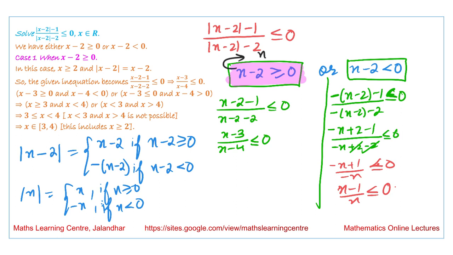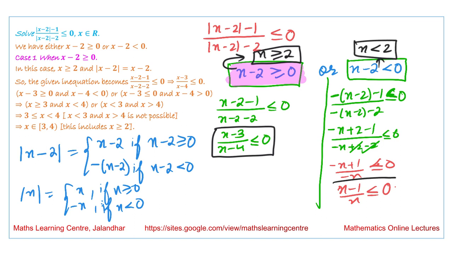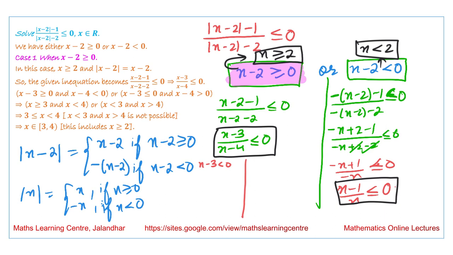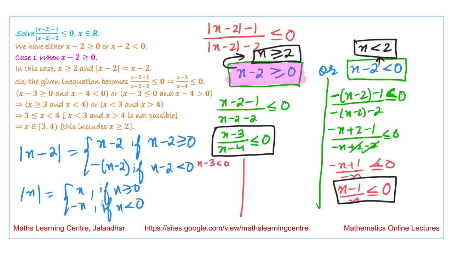So this implies that x is greater than or equal to 2, and we have this inequation. Second, x is less than 2, and we have this inequation. Now to solve this first part, in this case we further have two cases. Either x minus 3 is less than or equal to 0, or x minus 4 is greater than 0. Why greater than 0? Because x cannot be equal to 4.